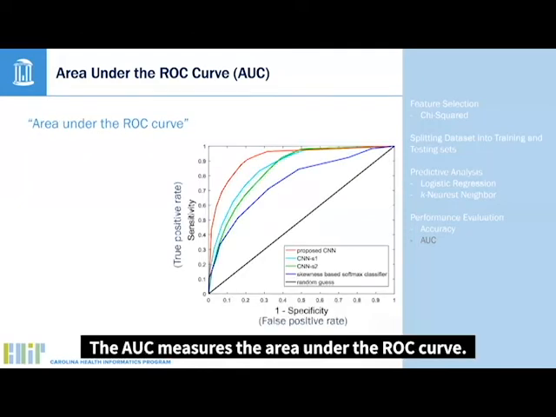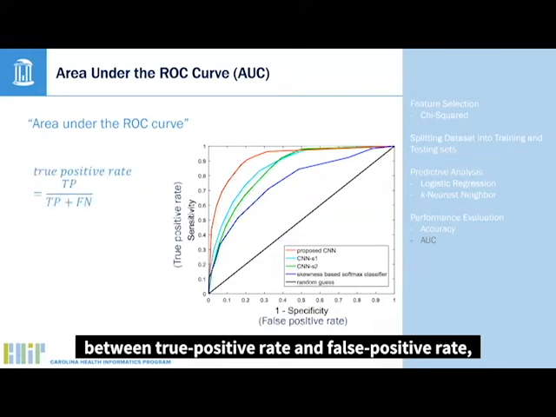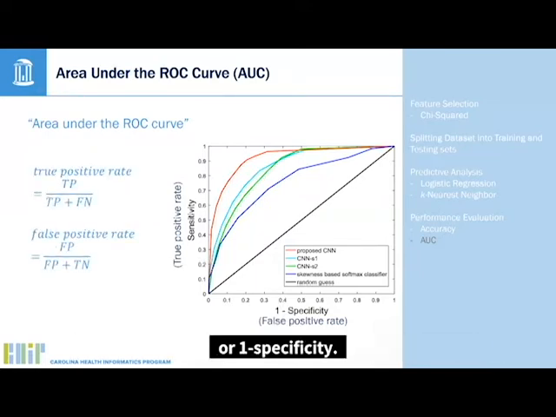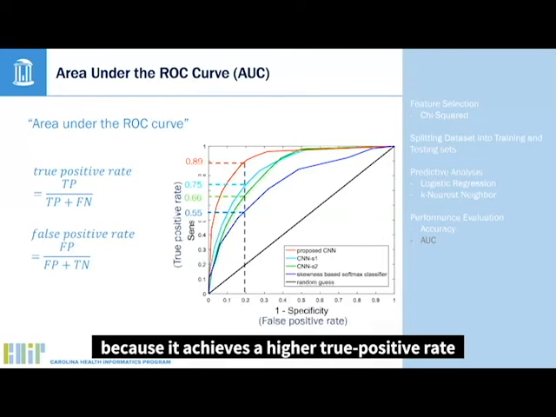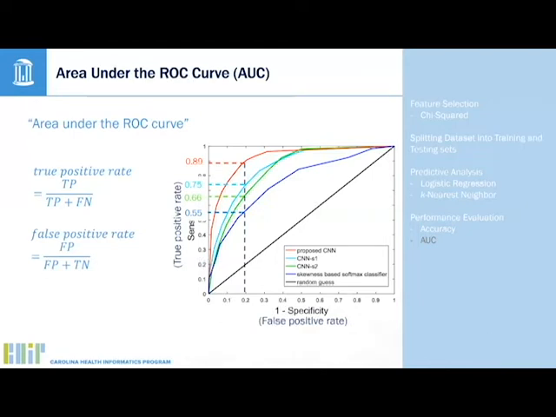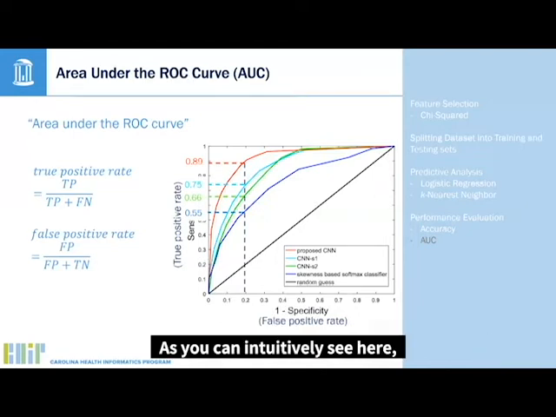The AUC measures the area under the ROC curve. The ROC curve represents the relationship between true positive rate and false positive rate, or 1 minus specificity. In this graph, the red model is the best because it achieves a higher true positive rate at the same false positive rate than other models do. As you can intuitively see here, the larger the area under the ROC curve, the better the model performs.